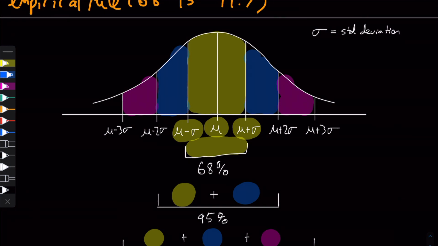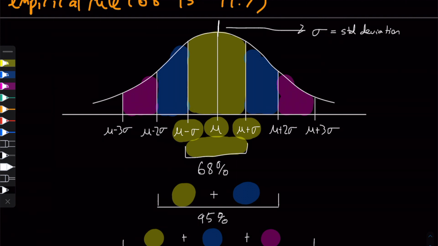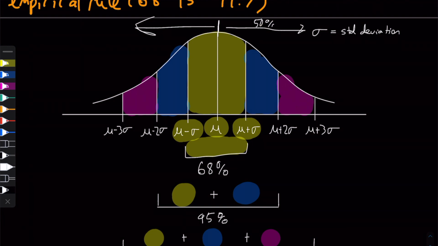That means we would have mu plus 1 standard deviation and mu minus 1 standard deviation. And as I wrote here, this is equal to 68% of the total data. And this is symmetric, right? So if you take the middle, we would have 50% on this side and 50% on this side of it. So 50% to the right of the middle and 50% to the left of the middle. And again, the mean is the expected value, and that is in the middle of our normal curve.